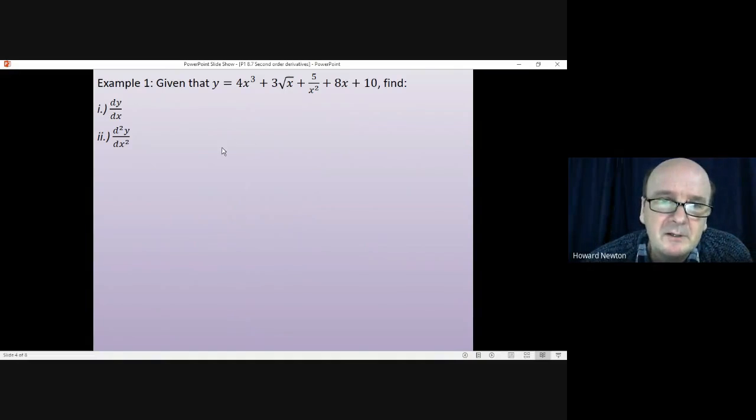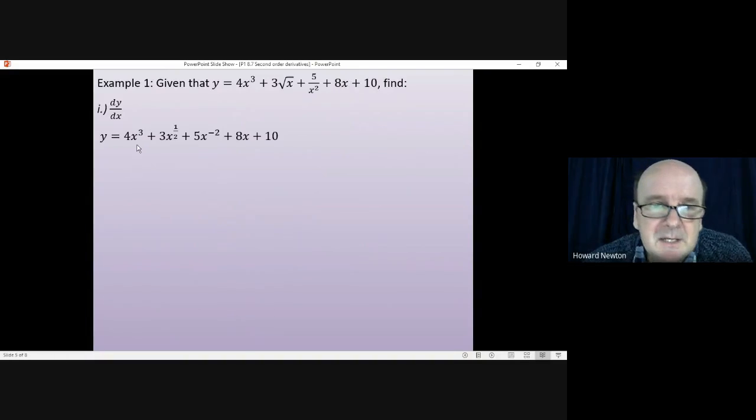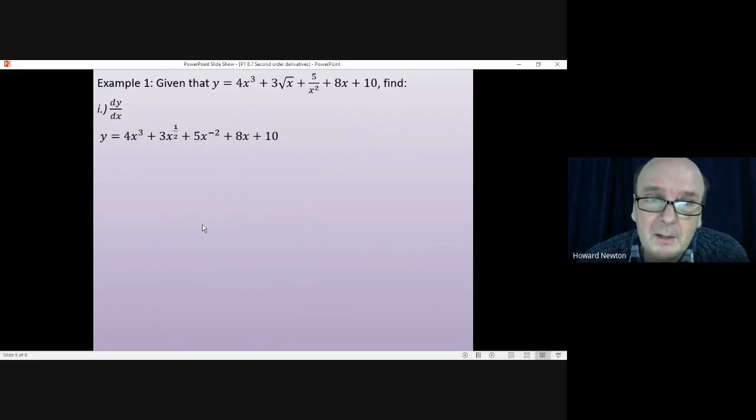Okay, let's have a look. So as we said, the first thing that you need to do is rewrite this into the form where we can differentiate it. So all of these need to be written as some number times by x to a power. 3 root x is 3x to the half. 5 over x squared is 5x to the minus 2. Then we can use the normal rule.